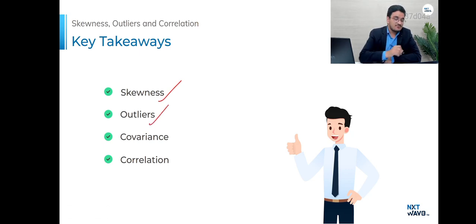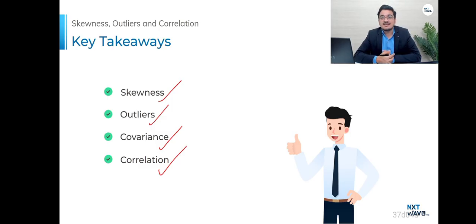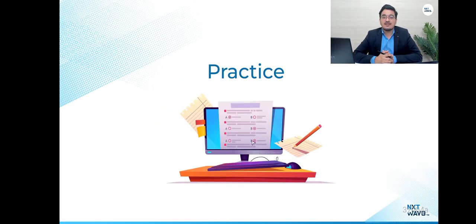Then we moved on to outliers. We talked about what outliers represent. These are abnormal observations in our data. We talked about different ways of identifying outliers, that is using box plot and z-score. Then we talked about covariance and correlation, which helps us understand the relationship across our continuous variables. Now in the next lecture, we'll be starting a new topic, that is essential Python libraries. And the first library that we are going to cover is NumPy.